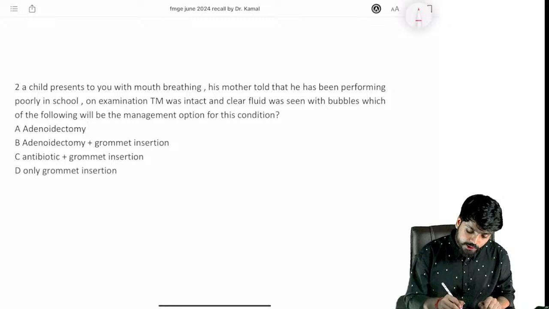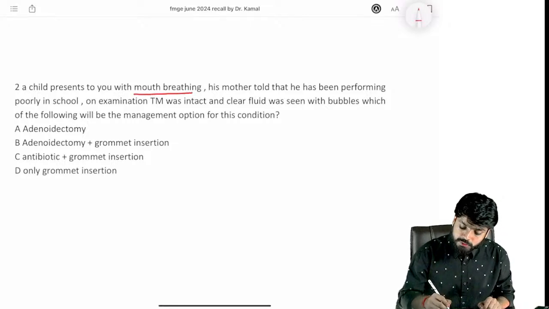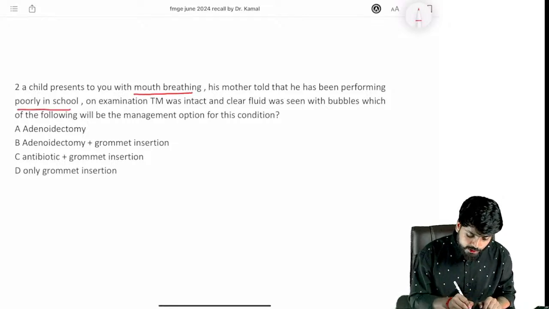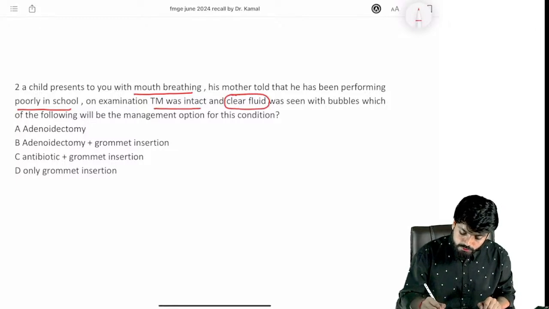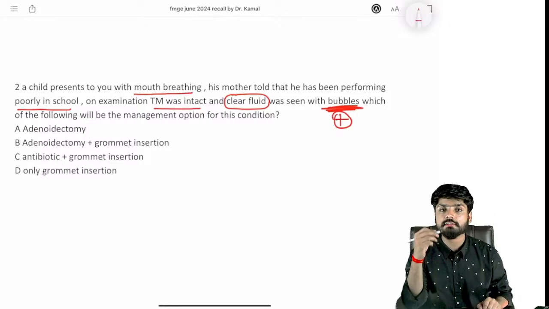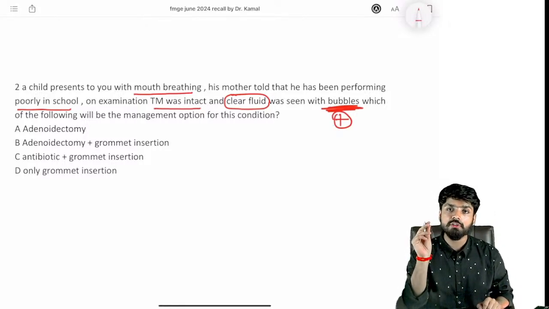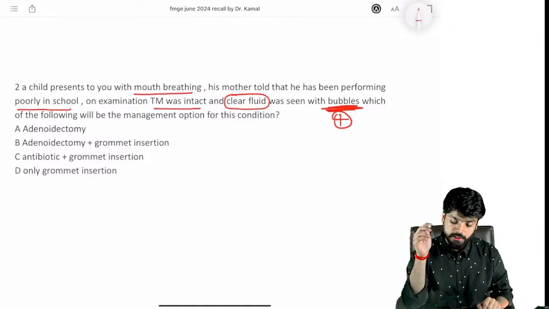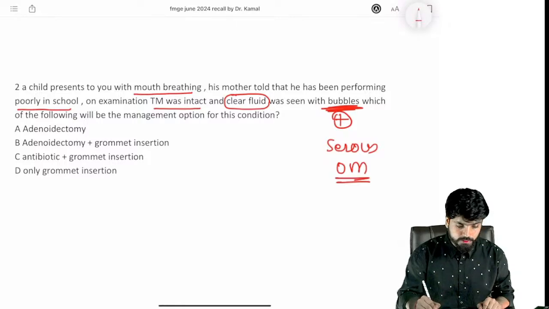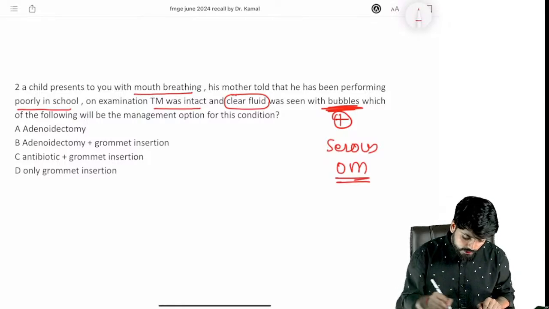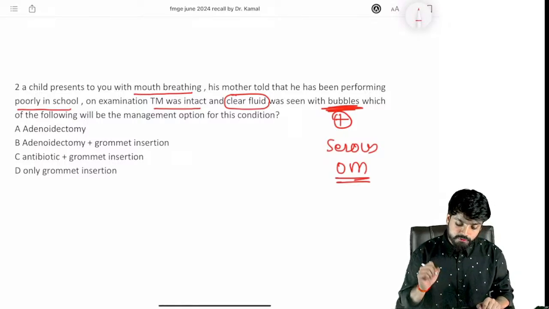A child presents to you with mouth breathing. His mother told that he has been performing poorly in school. On examination, the tympanic membrane was intact with clear fluid and bubbles. See, this is a characteristic finding straight away. If you see a bulging tympanic membrane with bubbles on the other side, that is serous otitis media. Now, which of the following management options will be present?